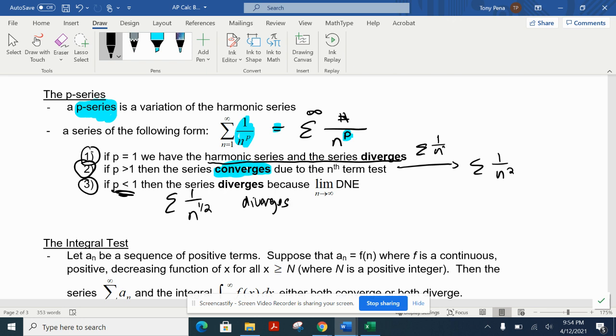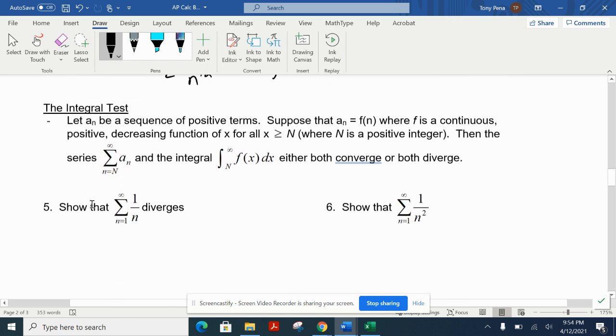So pretty simple. Just another layer of things that we need to understand and keep separate when we add these new tests in. And then the last one is what's called the integral test.